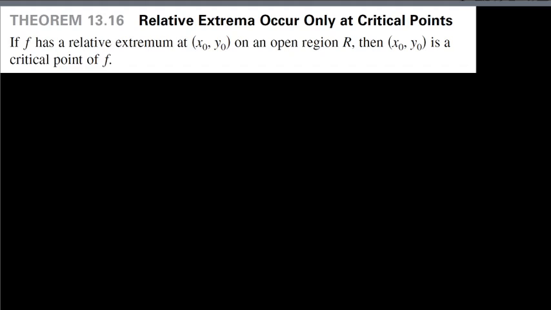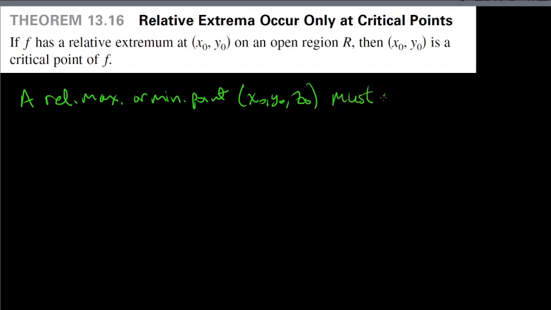So why are critical points important? Well, they lead us to relative maximums or minimums. This theorem here just says that a relative maximum or minimum point, so that's not just the x0, y0, but also the z0, where z0 would be the maximum or minimum value, must occur at a critical point.